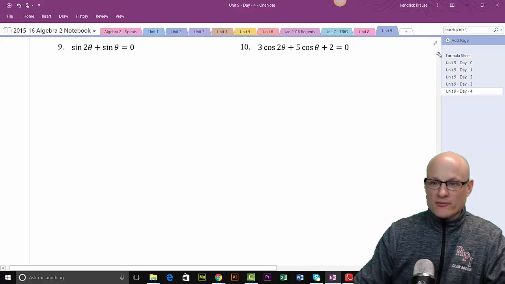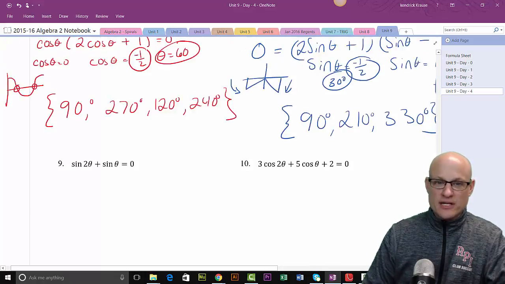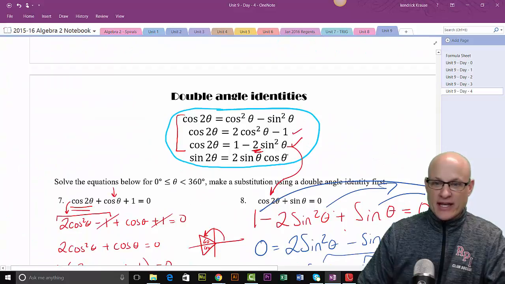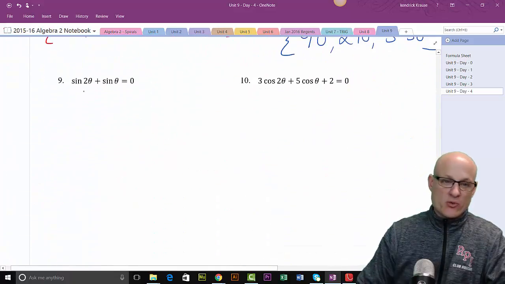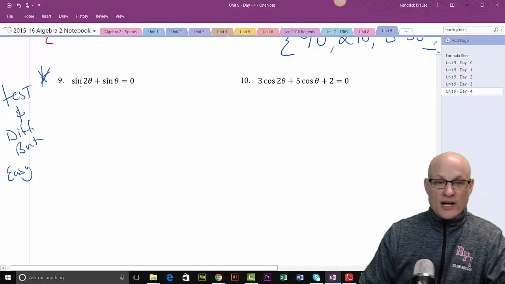Then you're done with me for the day. Okay, so I only have one option here for sine 2 theta, and I have to replace it with this. This is another one of those you're going to see on the test. It's difficult, but it's really easy. I can only replace this with one thing, and that's 2 sine theta cosine theta. That's what it's equal to.